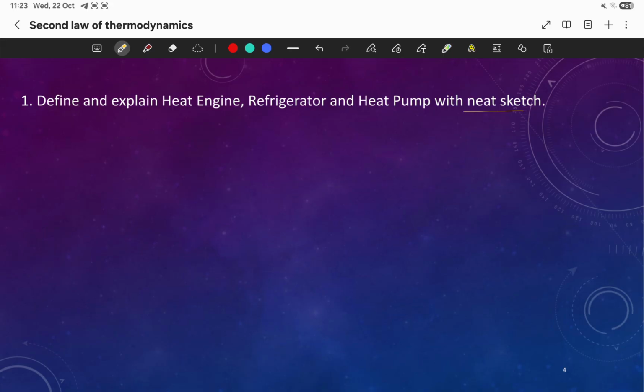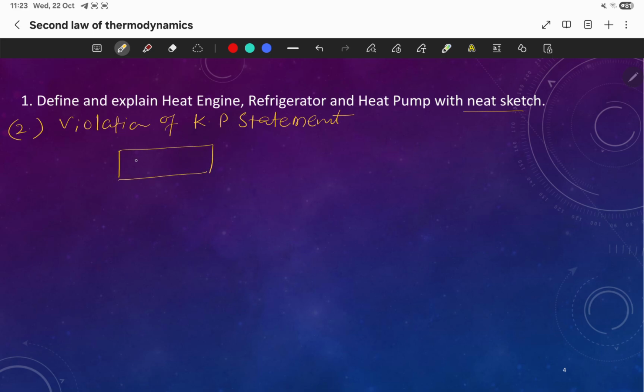Okay, so now if it is a violation of the Kelvin-Planck statement, what is happening here? Here we have the higher temperature reservoir, TH, and here we have the lower temperature reservoir, TL. The heat engine is extracting Q1 amount of heat.